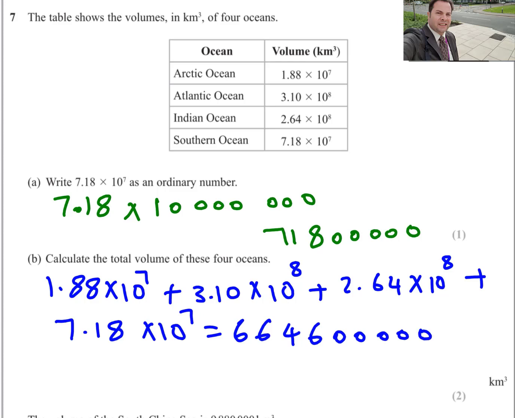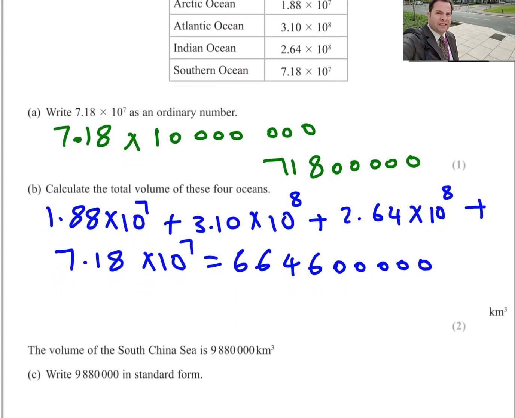Your answer is in ordinary form. It's not mentioned how to write your answer, so if you keep it like this, it's okay, or you can write it in standard form: 6.646 times 10 to the power of 8.